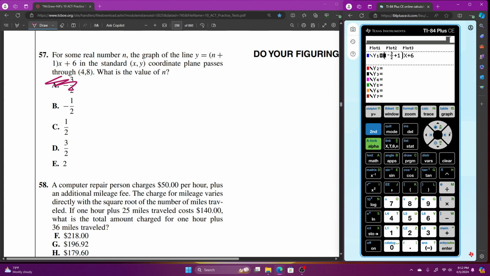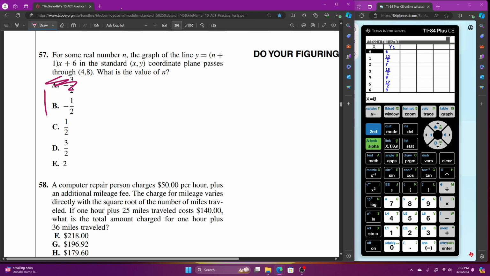And I'm going to change 3/2 to 1/2 to try answer choice B. And I'll look at the table again. And when x is 4, y is 8, we have found the answer by just graphing.